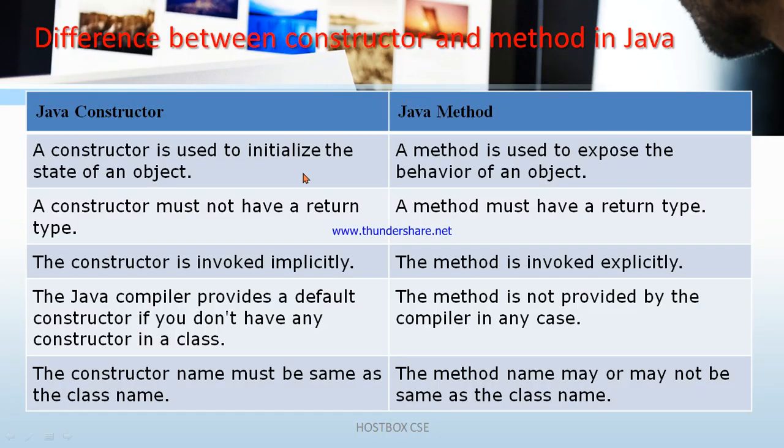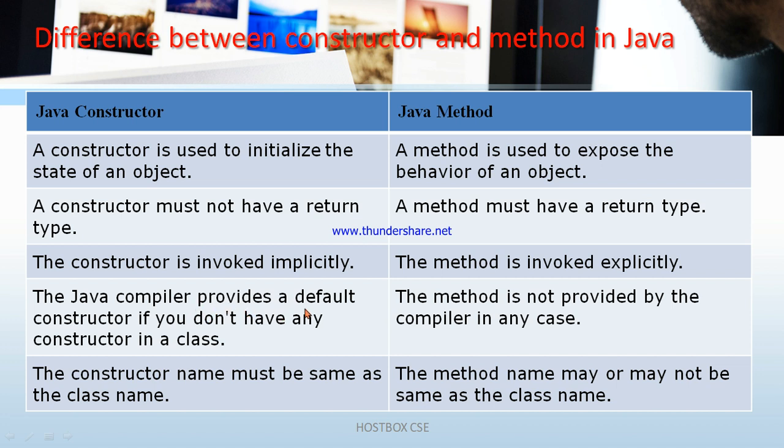Now, before we conclude the session, let's look at the difference between a constructor and a method. What is the difference between a Java constructor and a Java method? A Java constructor is used to initialize the state of an object, whereas a Java method is used to expose the behavior of an object. A constructor must not have a return type, but in Java a method must have a return type. The constructor is invoked implicitly, but the method is invoked explicitly.